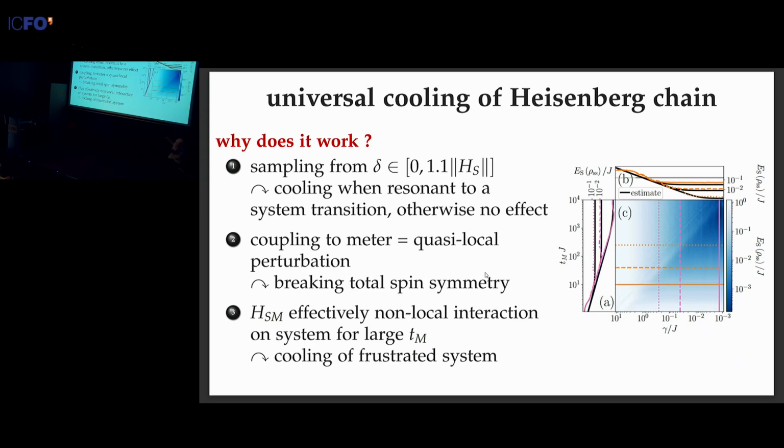But it means we have many frequencies in our protocol, and we will cool when we pick a resonant one, and otherwise we will waste an interaction. Because we have a coupling, a local coupling to a meter, just two-body interactions, okay? If our system has symmetries, this is a quasi-local perturbation that breaks the symmetry. In the case of the Heisenberg model, it's the total spin symmetry which is broken.